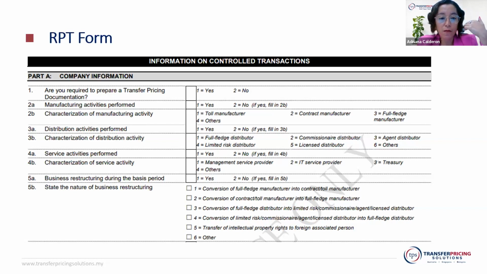Then we have question 5, where we have to answer whether there has been a business restructure and the nature of the business restructure. And again, this comes back not to the business restructure that we understand for normal purposes, such as changing shareholding, changing structure, etc. We're talking about a business restructure where the characterization of the company changes from one to the other in the context of manufacturing, distribution. Again, I think if someone has to say yes to this, they will struggle to understand what type without any proper documentation.